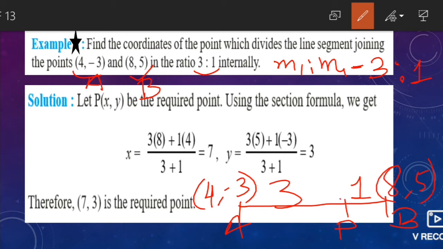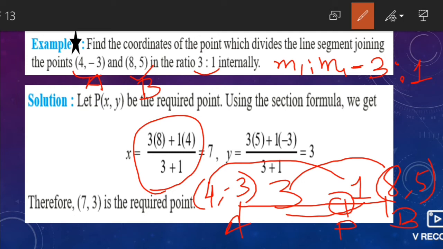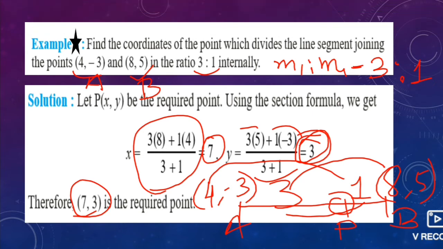So how can I find the coordinate of P point? The x coordinate will be 3 into 8 plus 1 into 4, by the sum of the ratio, that is 3 plus 1. Similarly for the y coordinate, it will be 3 into 5 plus 1 into -3, by 3 plus 1. So the value will be 3. So x is 7, y is 3. That means the coordinate of P will be (7, 3).